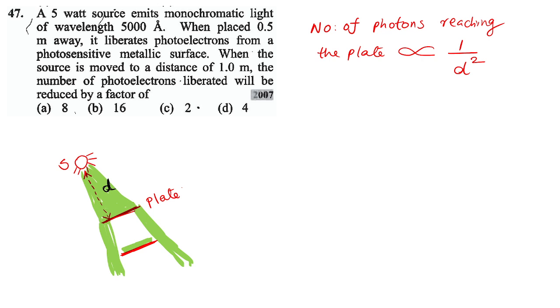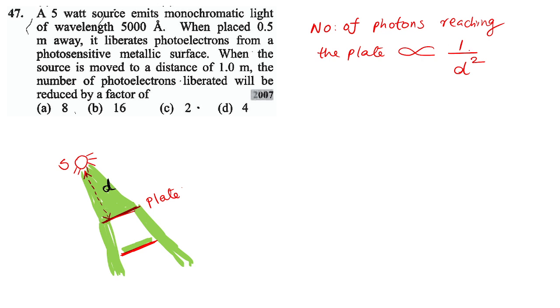So you understood the logic behind it. As the distance increases, the number of photons reaching the plate will be reduced. Please memorize this result: the number of photons reaching the plate is directly proportional to 1 by d square, where d is the distance between the source and the plate. You can write it as k by d square. The number of photons is also said to be the intensity, or power. Power and intensity all depend on the number of photons.